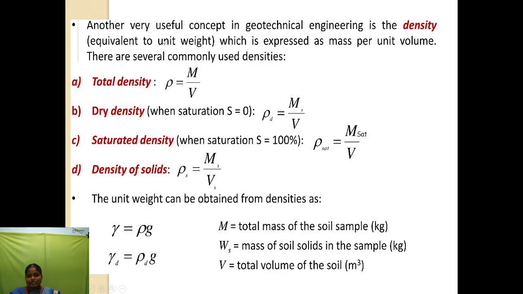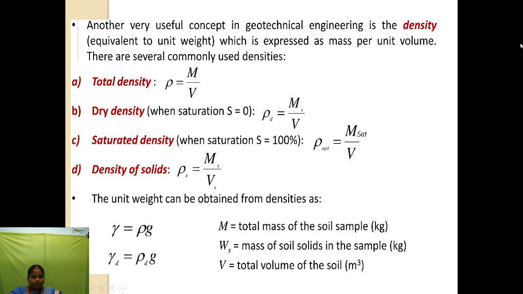Another very useful concept of geotechnical engineering is the density, which is expressed as mass per unit volume. There are several commonly used densities: total density, dry density, saturated density, and density of solids. Density is calculated as mass per volume. Total density is denoted by rho, so rho equal to mass per volume.